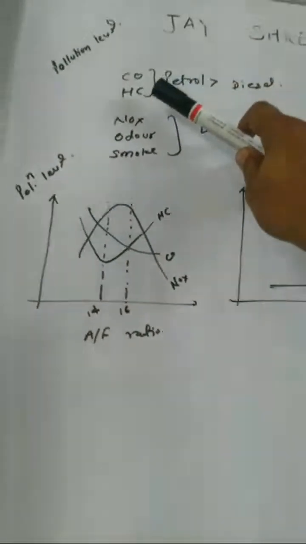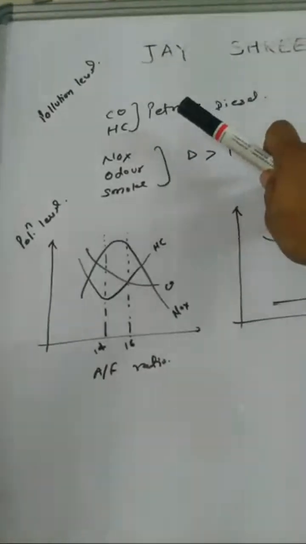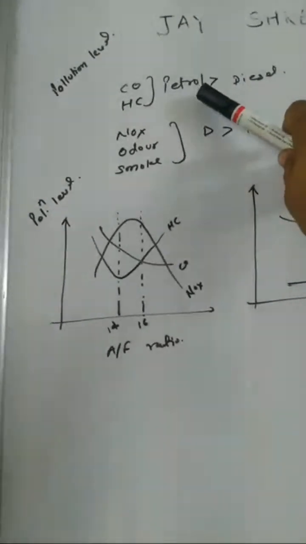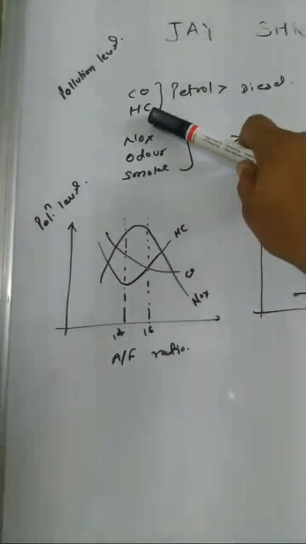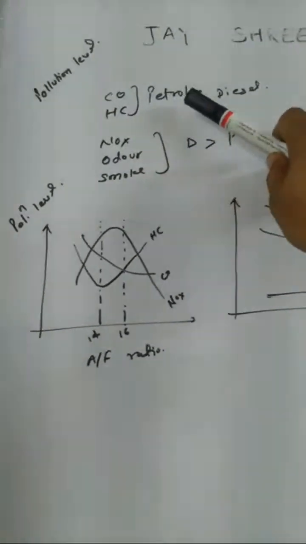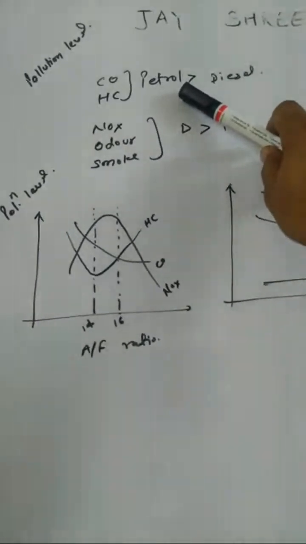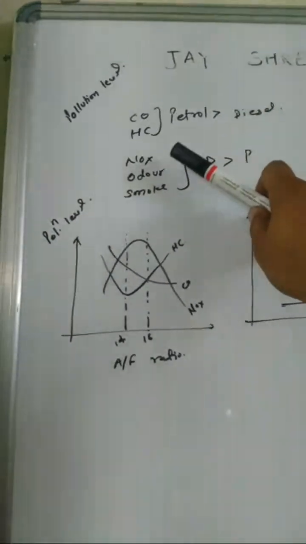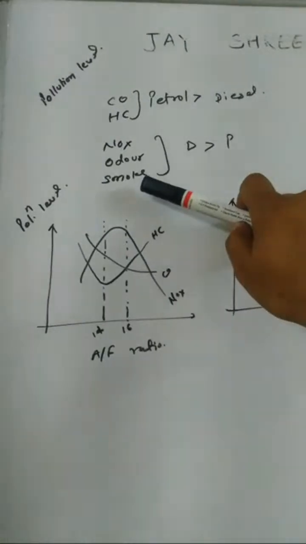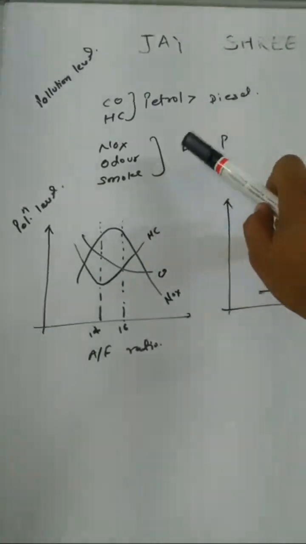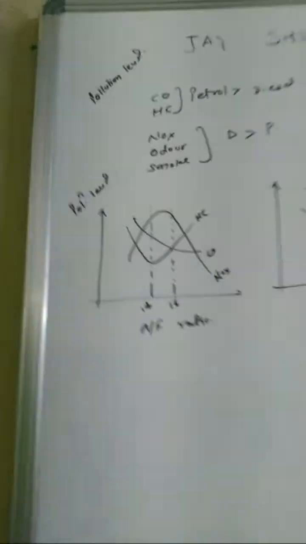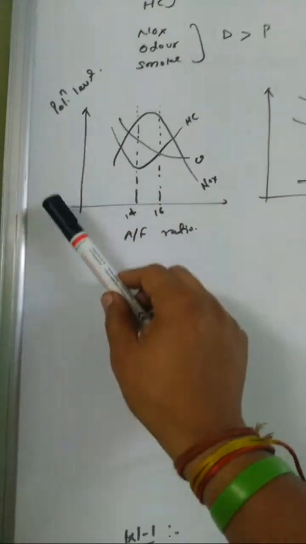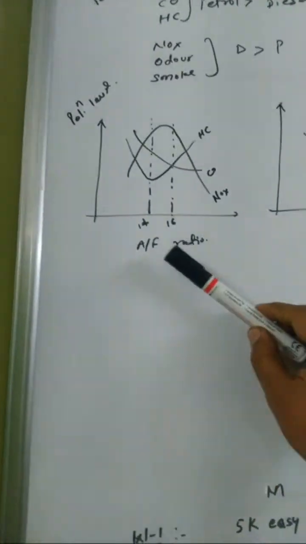There are two simple things about the pollution level. In petrol, the carbon monoxide and hydrocarbon pollution level will be higher in the petrol engine, but the NOx, odor and smoke will be higher in diesel engines than in petrol engines. This is one piece of information. The second is the pollution level versus air to fuel ratio.